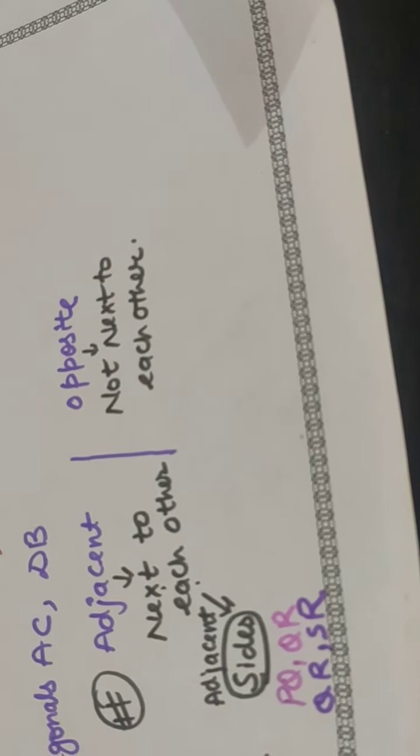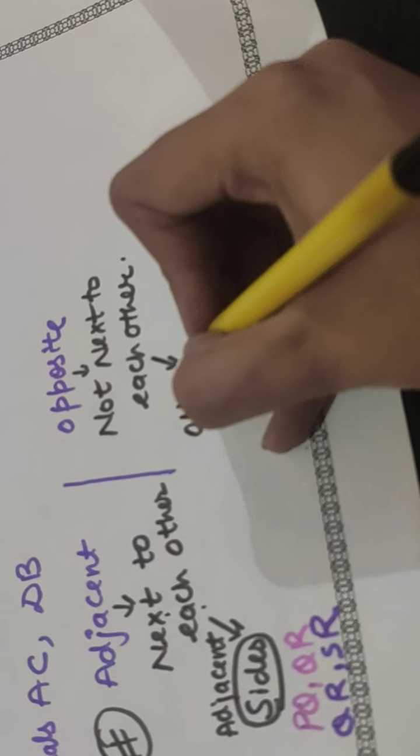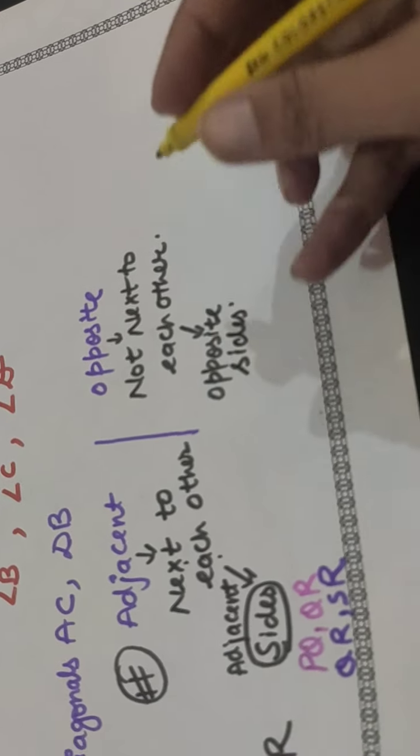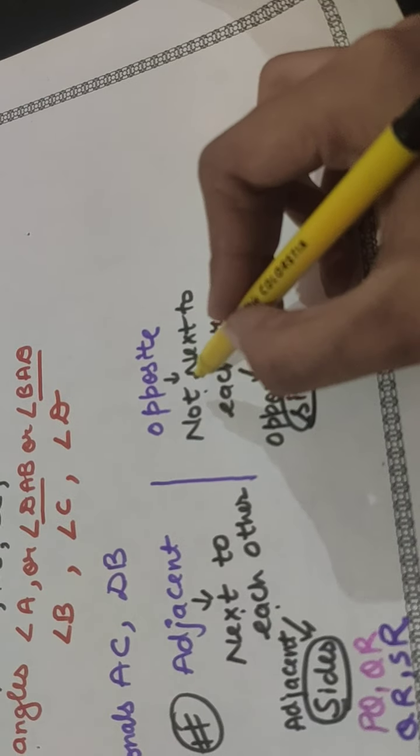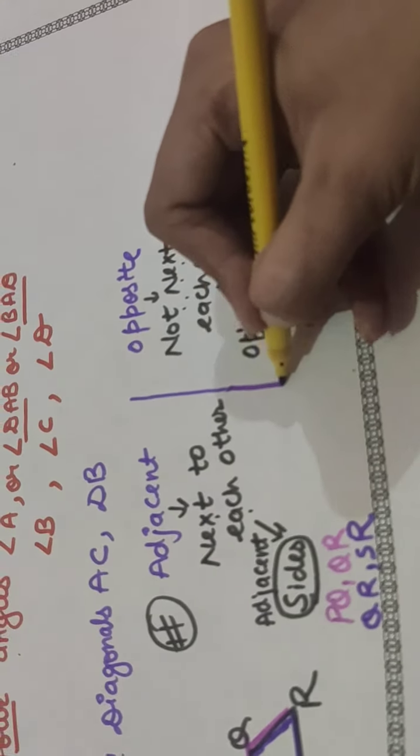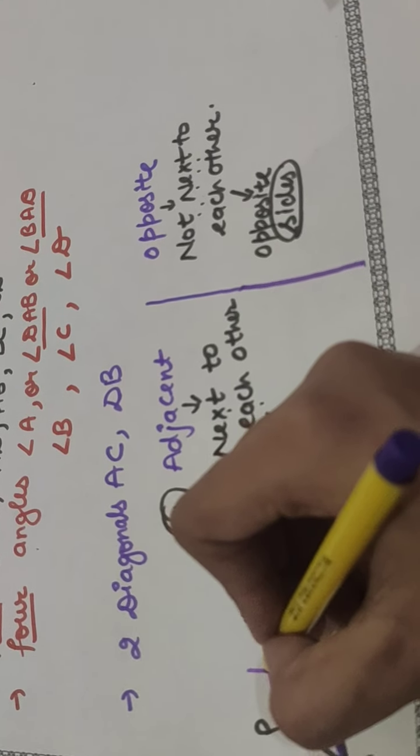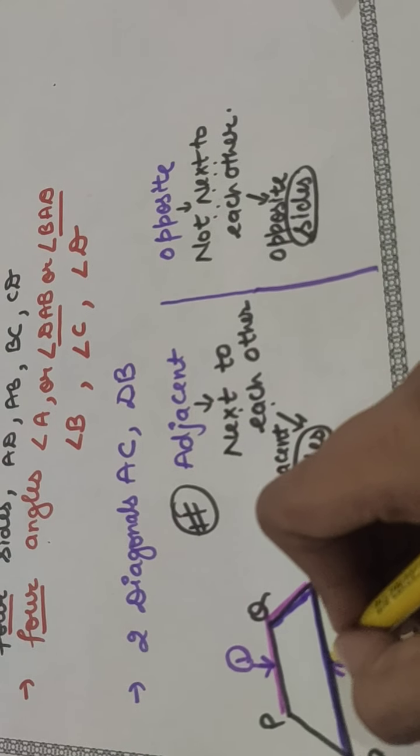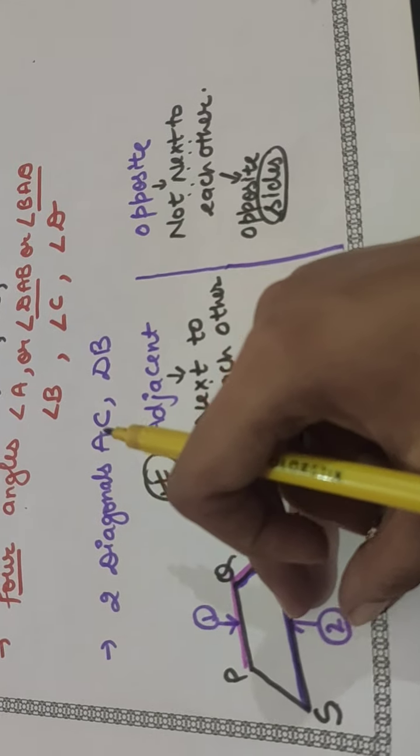Now let us look at the opposite sides in the given quadrilateral PQRS. For opposite sides, we will go with the definition, that is, sides which are not next to each other. See this line PQ and this line SR. They are not next to each other.